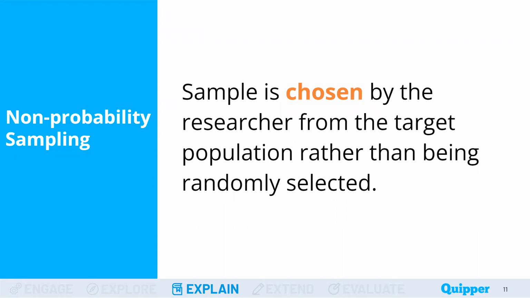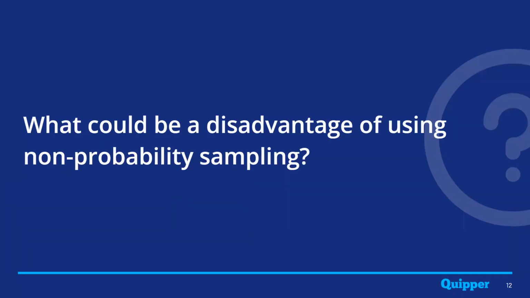Non-probability sampling. Sample is chosen by the researcher from the target population rather than being randomly selected. Pero dapat hindi ganun. Dapat, it's better pa rin na random para walang bias at hindi natin ma-manipulate yung result pag namili tayo. What could be a disadvantage of using non-probability sampling? Yun nga, kapag may bias or namili tayo, pwede nating mabago yung resulta, depende sa kagustuhan natin.